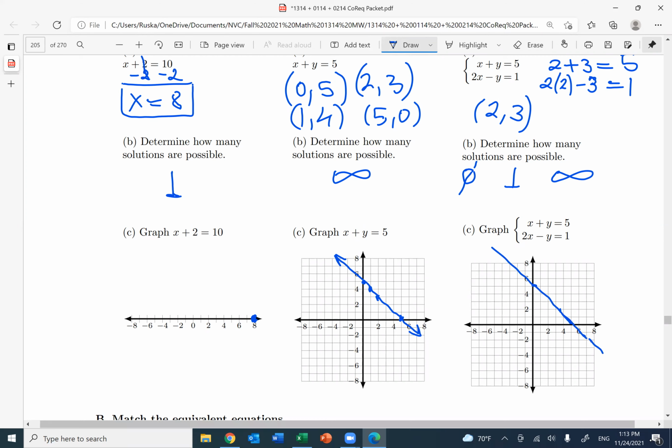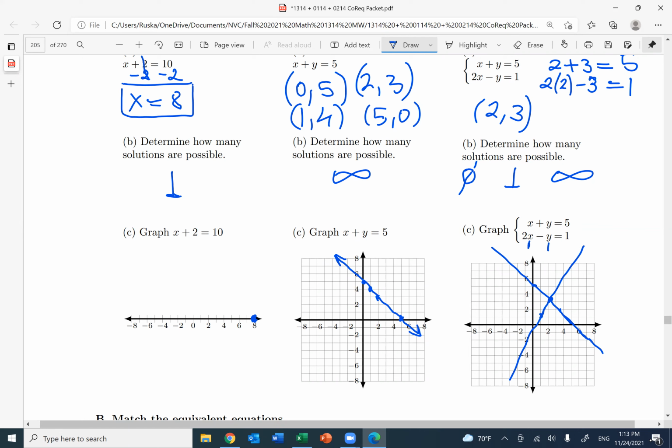Now, when I graph the other line, I need 2 points for that line. One of them is 2, 3. And let's pick when I replace x with 1, 2 minus 1. So 1 and 1 is also a solution. Everybody understand how I'm getting these lines?